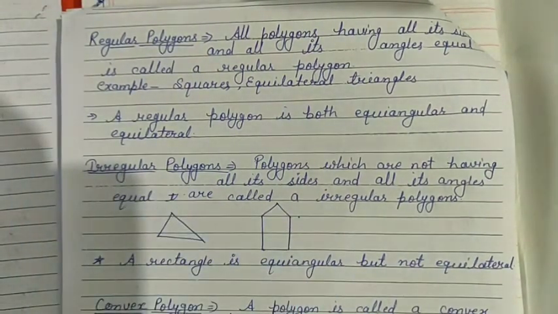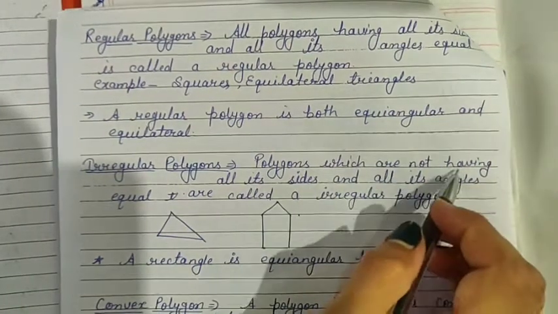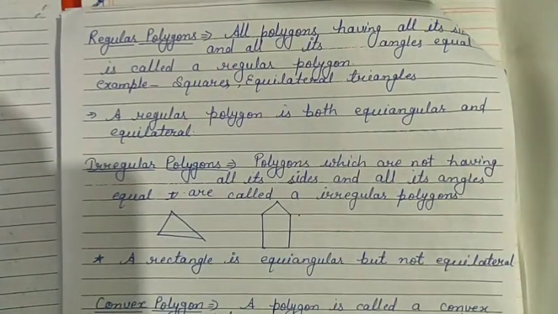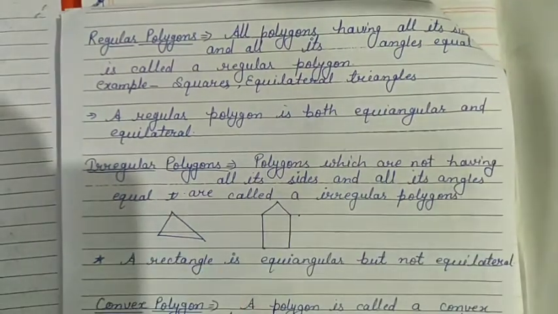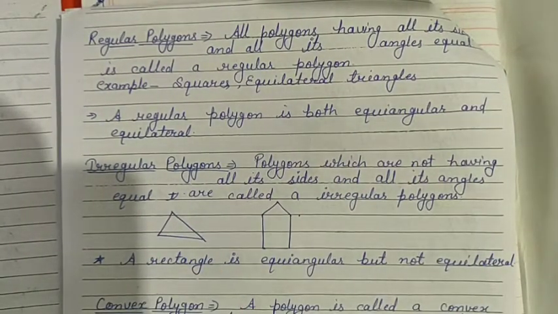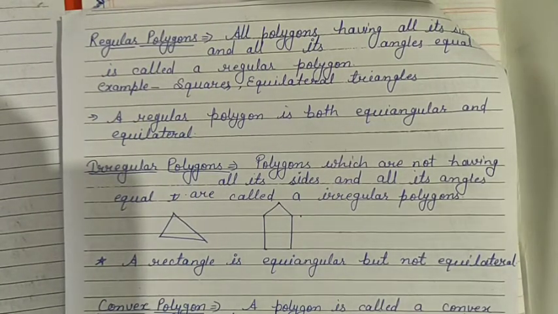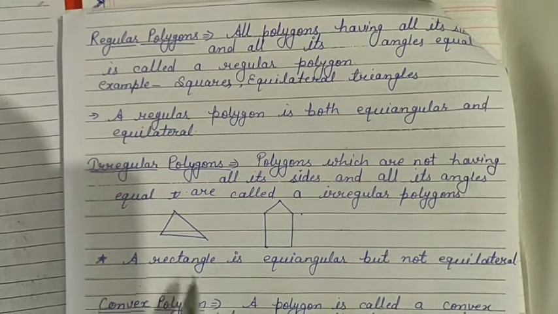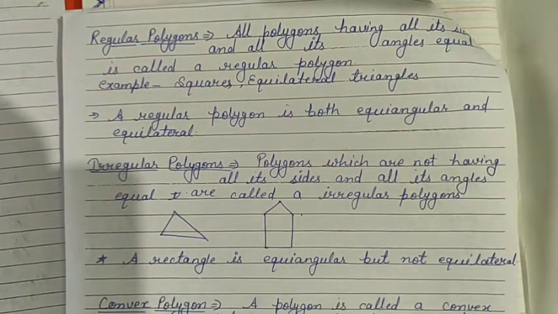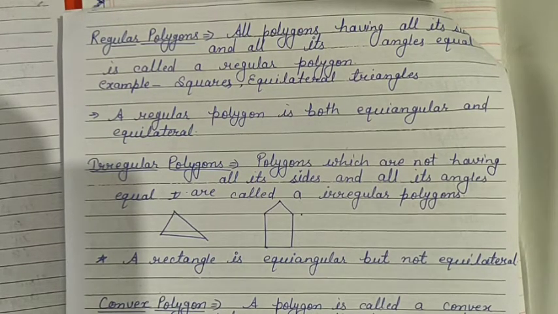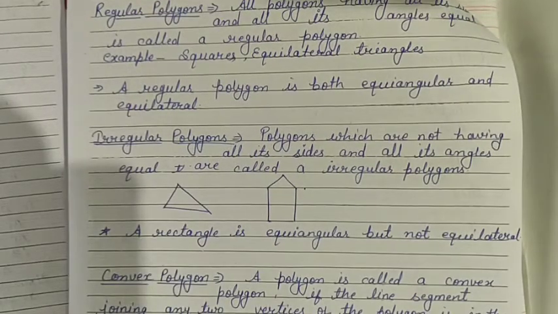Now, irregular polygons. Polygons which do not have all their sides and all their angles equal are called irregular polygons. A rectangle is equiangular but not equilateral because in a rectangle 4 angles are equal but 4 sides are not equal. In a rectangle opposite sides are equal, not all 4 sides.